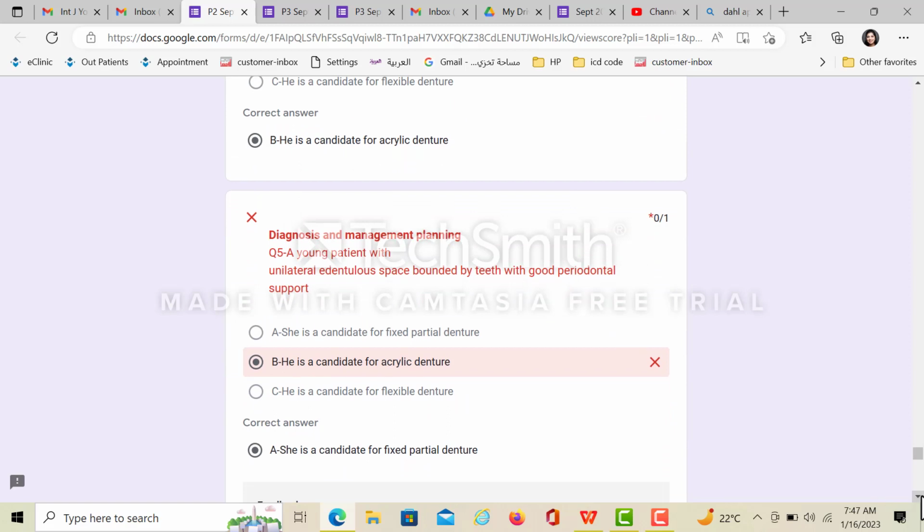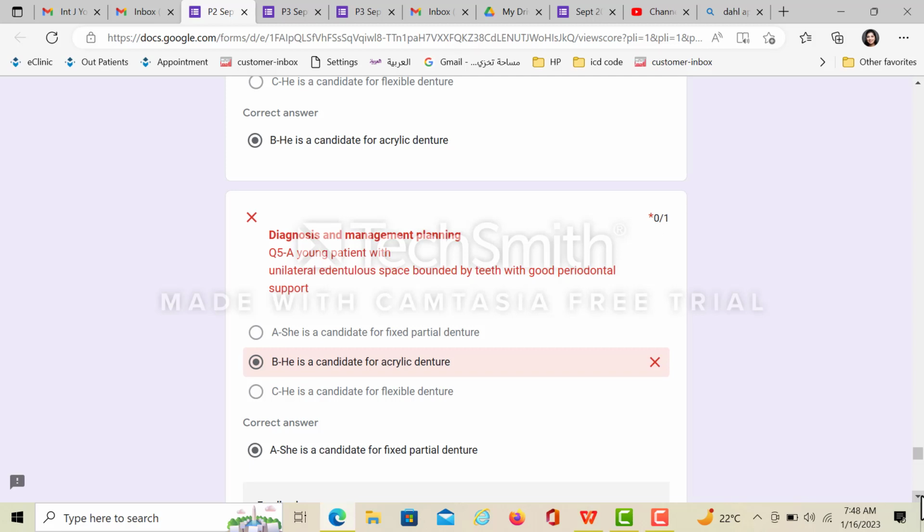Young patient with unilateral edentulous space. Okay, unilateral edentulous space means Kennedy's classification 2. Bounded by teeth with good periodontal support. So in this scenario, there's an edentulous space. I just read unilateral edentulous space and said Kennedy's classification 2. But the question is also saying it's bounded by teeth with good periodontal support. Bounded by teeth means anterior and posterior teeth are present. So now which Kennedy's classification does it become? It becomes Kennedy's classification 3, where there is an edentulous space but anteriorly and posteriorly teeth are present. For example, 5 and 6 are missing, but 4 and 7, 8 are present. And there is good support.